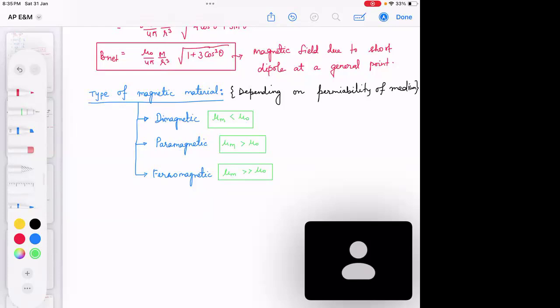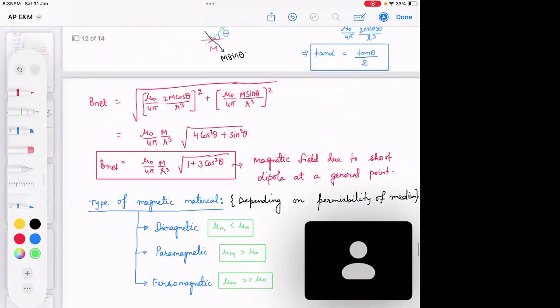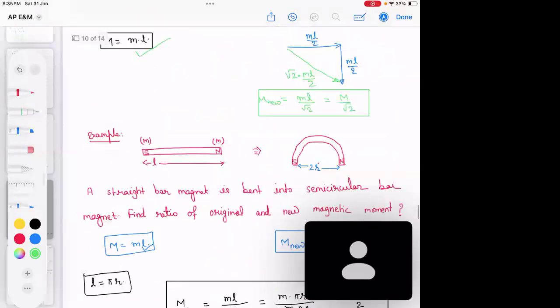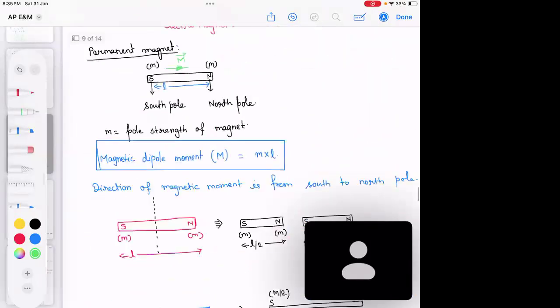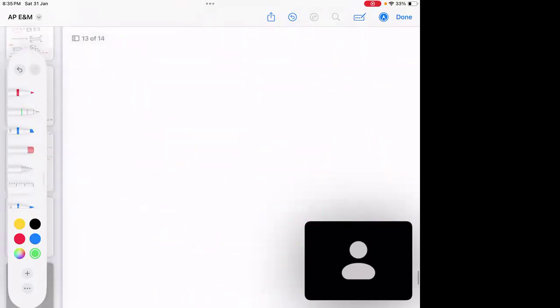So now let's discuss the next part. These were about permanent magnetic materials. Understood? Now we are going to discuss electromagnets.